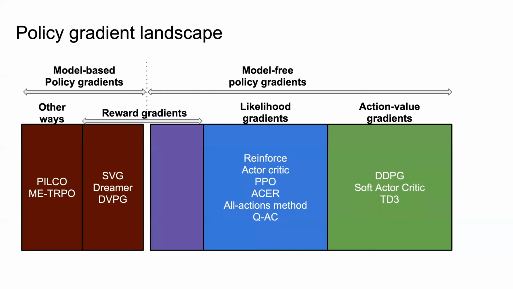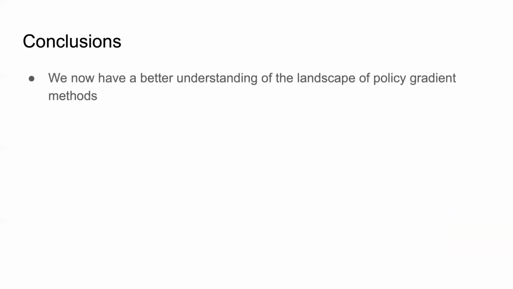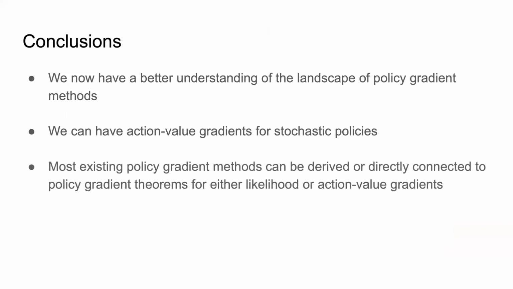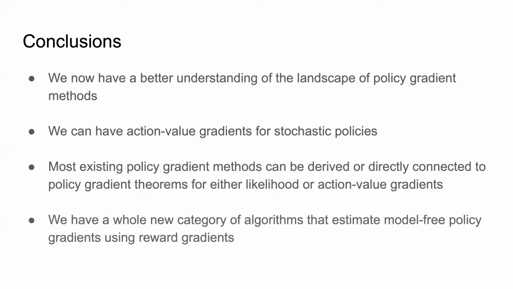So RPG is the first occupant of this category. Now I'm going to conclude. In conclusion, we now have a better understanding of the landscape of policy gradient methods. We can have action value gradients for stochastic policies. Most existing policy gradient methods can be derived or directly connected to policy gradient theorems for either likelihood or action value gradients. And we have a whole new category of algorithms that estimate model-free policy gradients using reward gradients. Thank you.